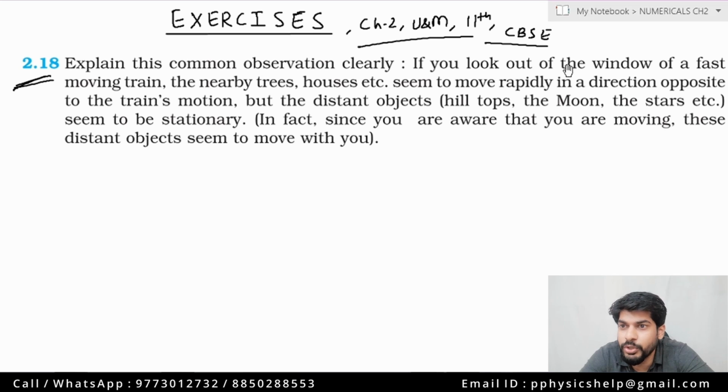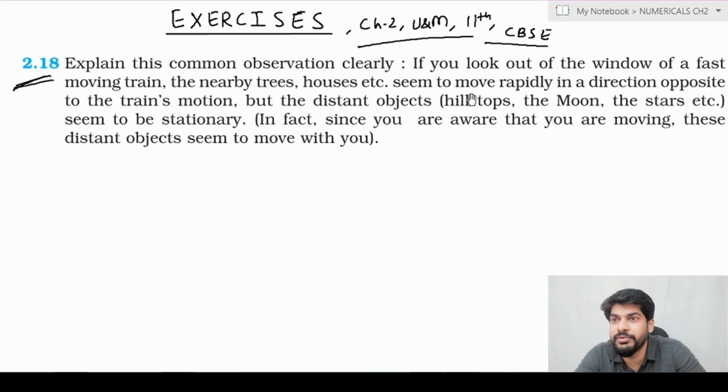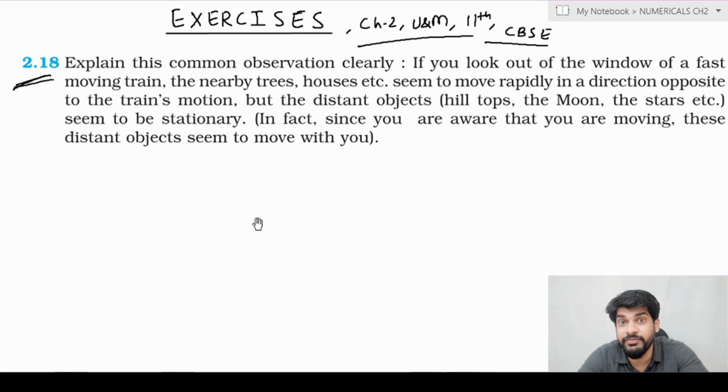See again, if you look out of a window of a fast moving train, the nearby trees, houses, etc. seem to move rapidly in a direction opposite to the train's motion, but the distant objects like the hilltops, the moon, the stars, etc. seem to be stationary. In fact, since you are aware that you are moving, these distant objects seem to move with you. So this is the situation which we have to explain scientifically.